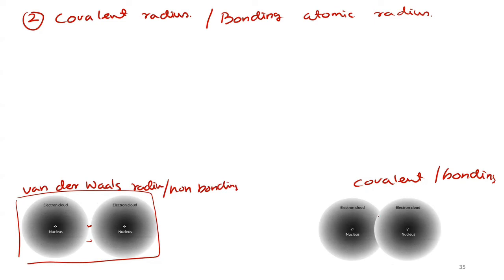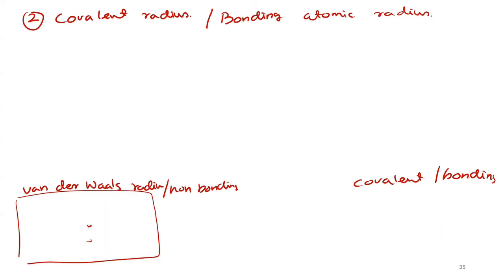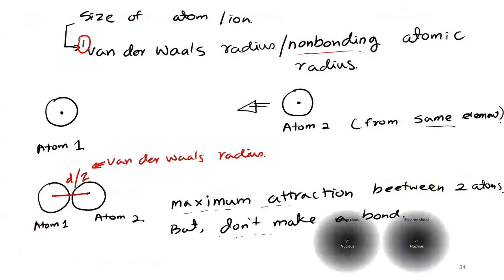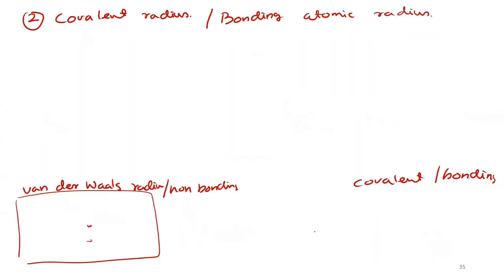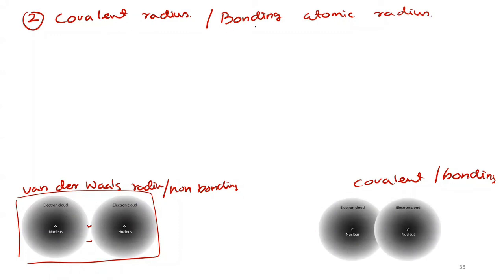You can see that these electron clouds are kind of overlapped. They are overlapped, there is maximum attraction, and there is a bond formation. In the van der Waals, there was no bond formation, but in covalent, there is bond formation. Now take this distance and divide it by 2. That is your covalent radius.